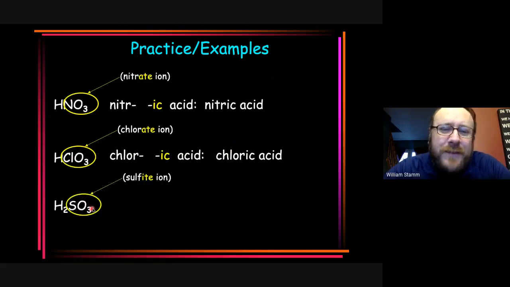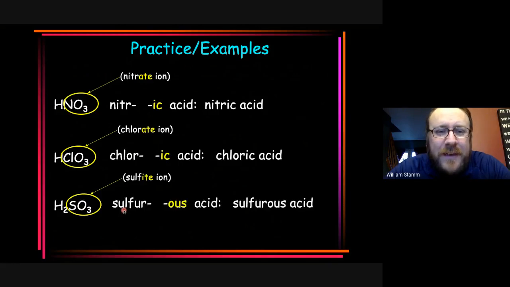H2SO3. Well, SO3 is called sulfite. SO4 is sulfate. SO3 is sulfite. So since it's sulfite, you have to put the ous ending. So that'd be sulfurous acid. Remember, with sulfur you actually use the whole word. You don't use a root like with nitrogen and chlorine. Sulfurous acid, because it's an ite.